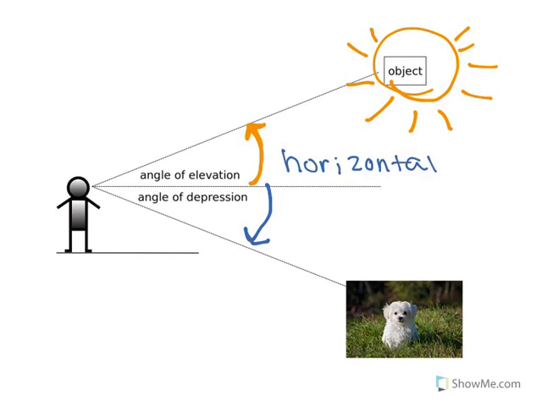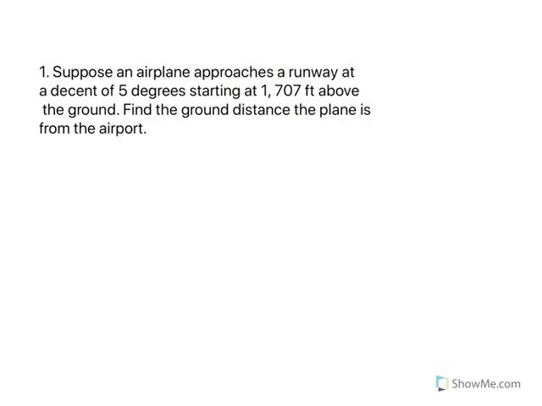Let's try a couple of examples using trig ratios to help us solve problems involving angles of elevation and angles of depression. Number 1, suppose an airplane approaches the runway at a descent of 5 degrees, starting at 1,707 feet above the ground. Find the ground distance the plane is from the airport. First, let's draw a picture of what this would look like.